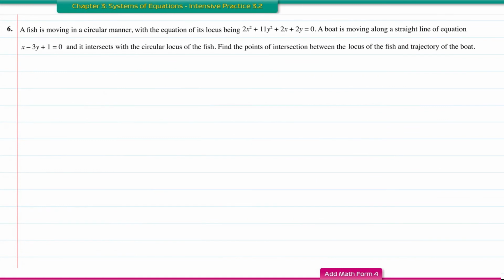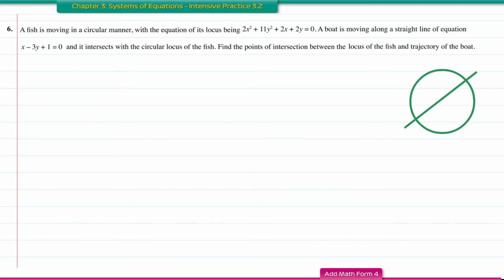Question number 6. A fish is moving in a circular manner with the equation of its locus being 2x squared plus 11y squared plus 2x plus 2y equal to 0. A boat is moving along a straight line of equation x minus 3y plus 1 equal to 0, and it intersects with the circular locus of the fish. So find the points of intersection between the locus of the fish and the trajectory of the boat.